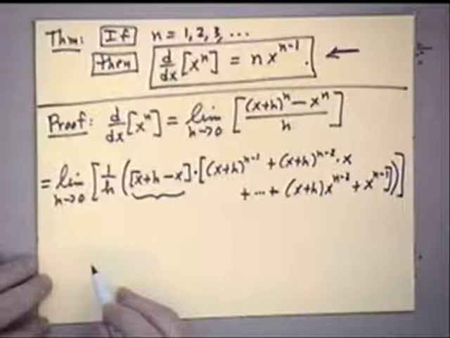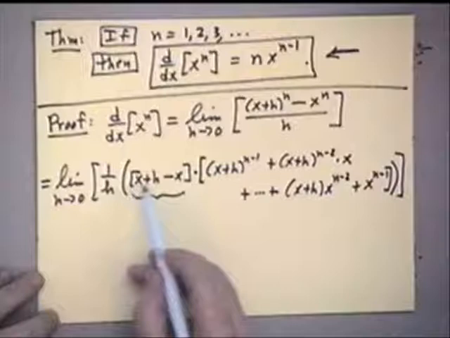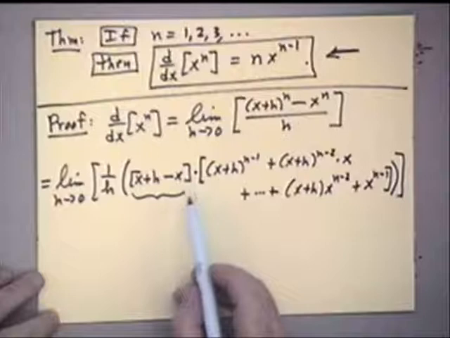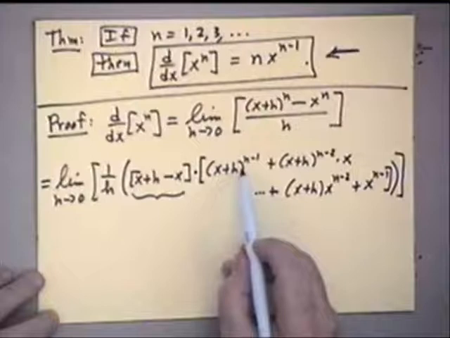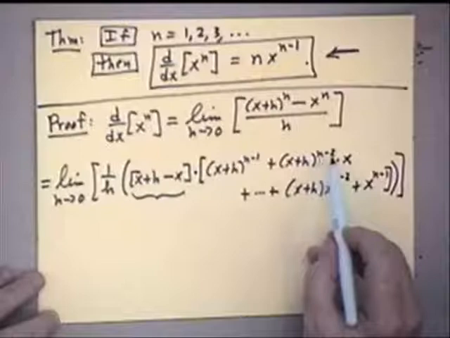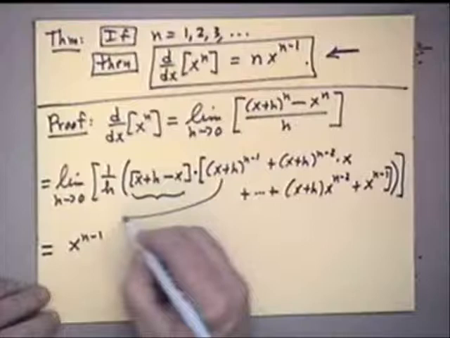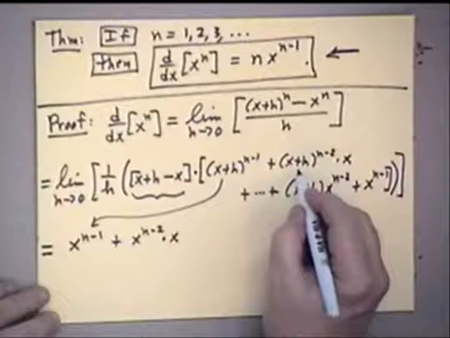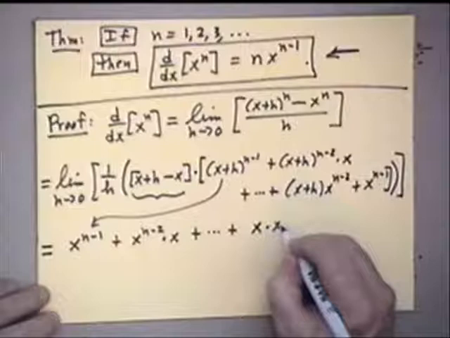Now, we can see a few things happen very quickly. x plus h minus x is just h, and then 1 over h times h is 1, so this whole expression just becomes a 1. Also, while we're here, all these expressions that have h's in them, if the h goes to 0, instead of x plus h to the n minus 1, for example, I will have x to the n minus 1. This one will become x to the n minus 2, and so on. So after taking the limit, I end up with x to the n minus 1, that's this first term, plus x to the n minus 2 times x, that's the second term, plus dot dot dot plus, here this becomes x times x to the n minus 2, that's this term, plus finally x to the n minus 1.